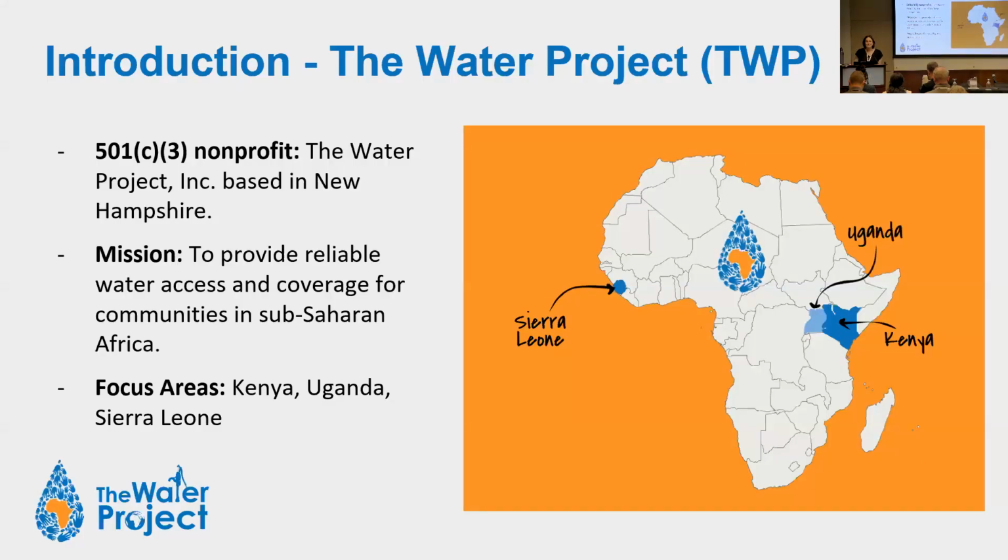I'm just going to start off by introducing myself and my organization. My name is Allison Gregory. I'm the Director of Monitoring and Evaluation for the Water Project. We work to provide reliable water access for communities, schools, and healthcare facilities in Kenya, Uganda, and Sierra Leone, with a focus on specific sub-counties and chiefdoms. We work with local partners in these different focus areas, and in each area, we're implementing different source types based on the context.